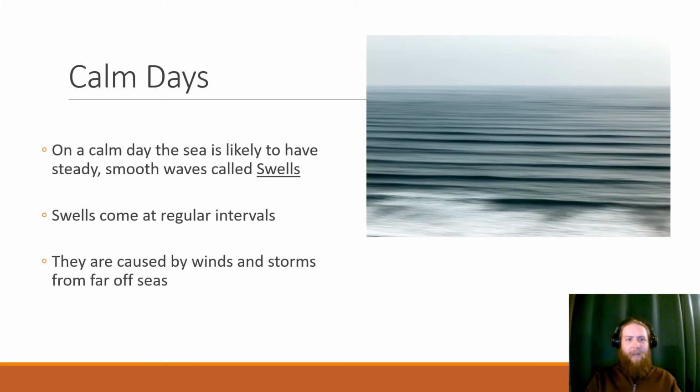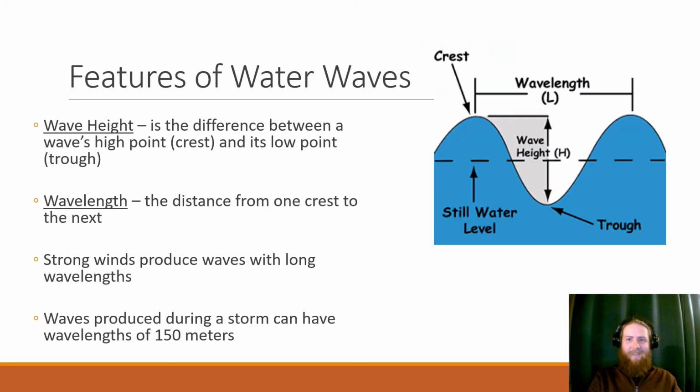All right, on calm days, the sea is likely to have smooth, steady waves called swells. This is what this picture is here. They are regularly spaced apart, they come at regular intervals, and they are caused by winds and storms that are far off in the sea. So the weather might be nice and sunny and calm on the beach, but out in the ocean, there's a lot of wind going on that is forming these waves.